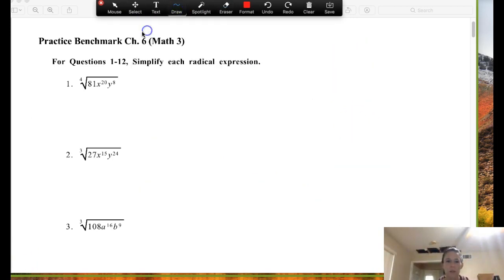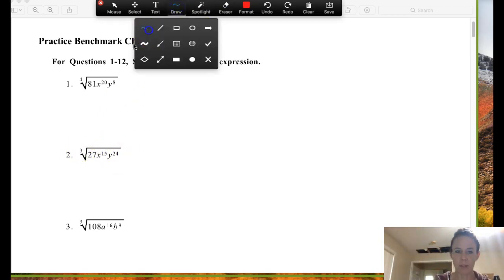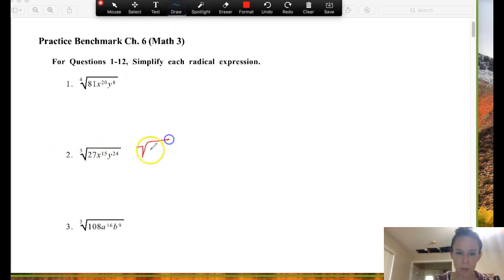Okay guys, let's look at number 2. I'm going to go ahead and break this apart because I think it helps me. You don't have to. I want the cube root of 27, and then I'm going to multiply that by the cube root of x to the 15th. And then I'm going to multiply that by the cube root of y to the 24th.